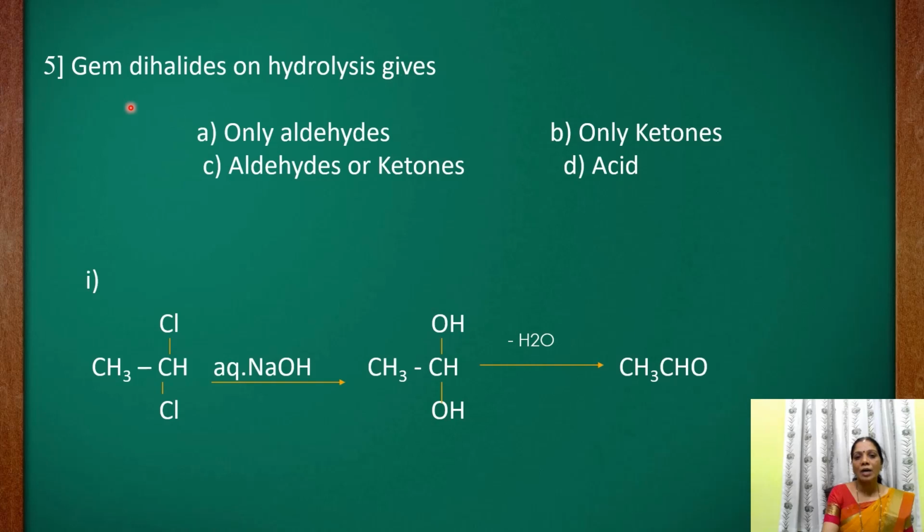Now, geminal dihalides means, we know that dihalide means the compound has to contain how many halogens? 2 halogens like this. Whatever may be the number of carbons, whatever may be the number of hydrogens, but the compound has to contain what? 2 halogens. Then only it is called what? Dihalogen compounds. Now, geminal dihalides means always the 2 halogen atoms should be attached to the single carbon. We know that carbon valency is 4.